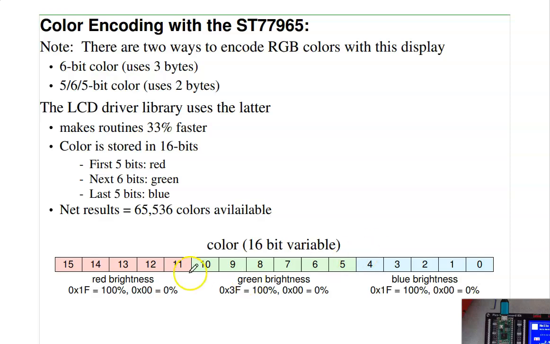The way that it works is if I have a 16-bit number, the high 5 bits define red from 0 to 100%. The middle 6 is green. The right 5 are blue.